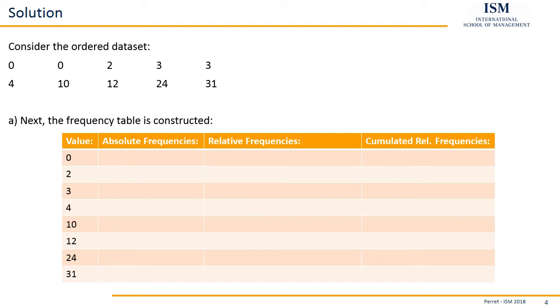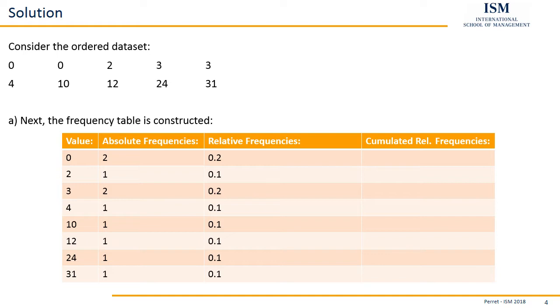Also, the absolute frequencies then measure how often the value occurs in the actual data set. Here for the 0 we have 2, for the 3 we have 2, but for all others we have 1. If we were to consider the overall amount of data points, or the sum of all absolute frequencies, and divide the absolute frequencies by this number of observations, we get our relative frequencies. Here we have a number of observations of 10. So if we divide the absolute frequencies by 10, we get our relative frequencies.